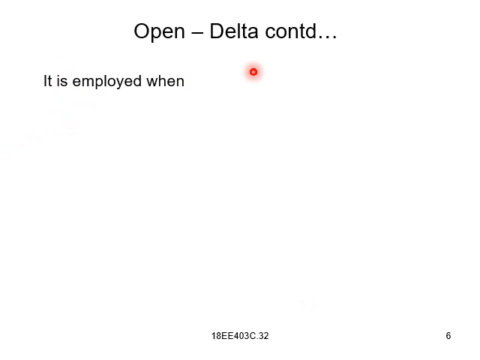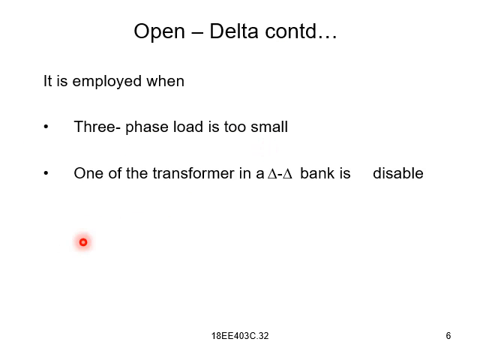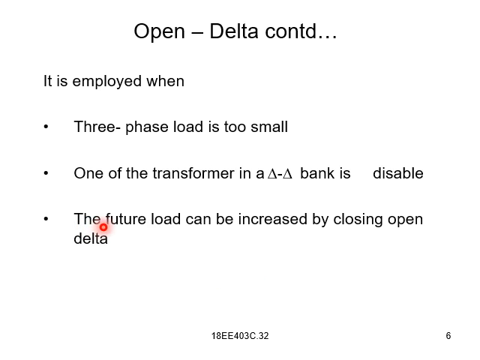So it is employed when three-phase load is too small and one of the transformers in its delta bank is disabled. The future load can be increased by closing open delta.